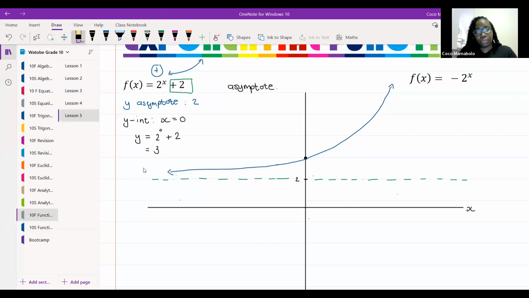Ma'am, let's say in the test they ask me to draw the graph. What if I don't do the dashes? Do I still get the marks? Unfortunately not. The dashes are needed. They are the asymptote. You need to draw them. Okay, thank you very much. All right, no worries.